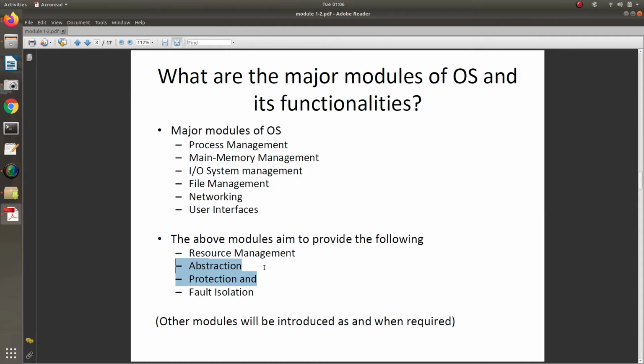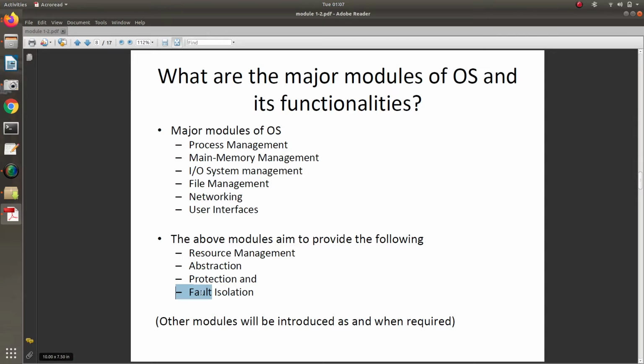The second function is abstraction. The user should not know what is happening and how. The operating system should be very user friendly, and the user should be able to perform his task easily. Protection, that is security. The operating system is also responsible for providing basic security to the user's data or whatever he wants to do.